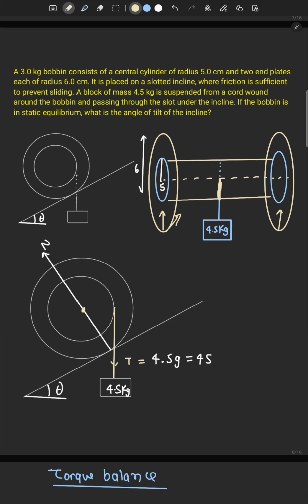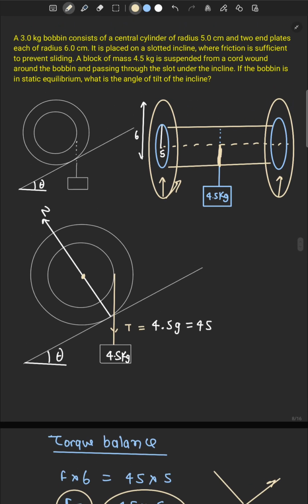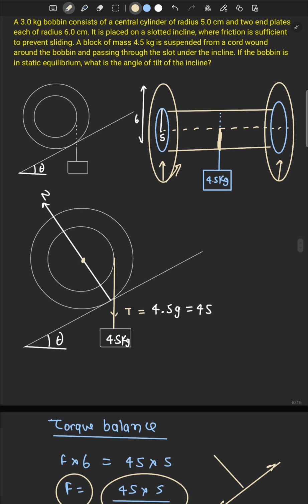So now we have to find this angle. Simple, we first apply rotational equilibrium, that is, we have to balance the torque. We are going to find the torque about this axis passing through the center of the inner cylinder and parallel to, like this. Okay, so which forces are going to provide the torque? First we have to draw some forces.